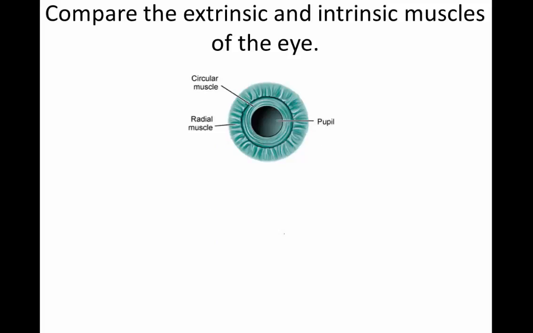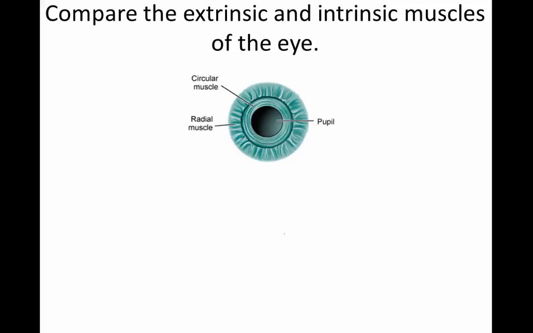Looking at the intrinsic muscles of the eye, here we're looking at the iris of the eye with the pupil in the middle. So the colored portion of your eye and then the dark pupil in the middle. Ultimately, the pupil is a hole to allow light into our eye so that it will hit on the photoreceptors that we'll look at in a few minutes.